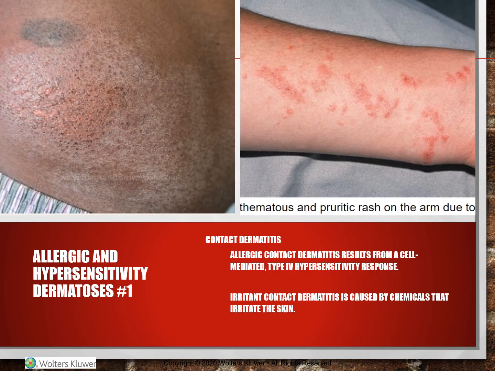Okay, so now we're going to talk about the allergic and hypersensitivity dermatoses. So we're going to start with contact dermatitis. And we talked about contact dermatitis a little bit when we talked about some of the hypersensitivity reactions.